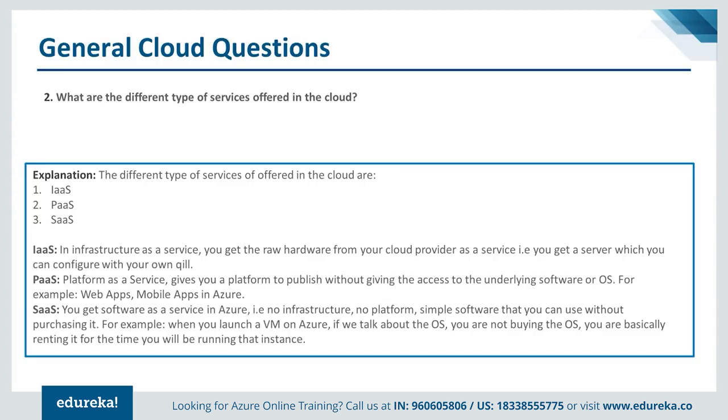Then you talk about PaaS, platform as a service. So in this, you don't get access to your machine, or in other words, you don't get access to the underlying layer, but you get complete access to the resources or the services, right? So it's more like my platform on which you publish your applications. There are a few examples. So I talk about my web apps, my mobile apps, which are in Azure.